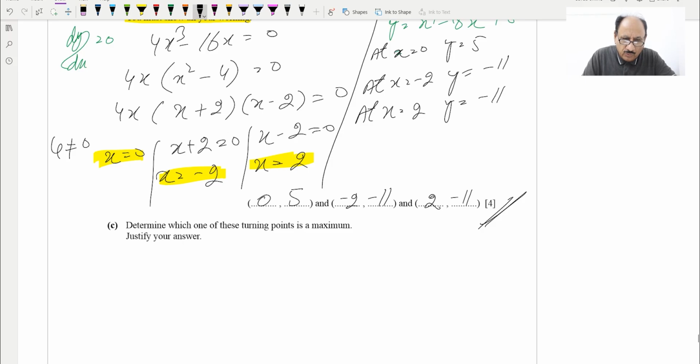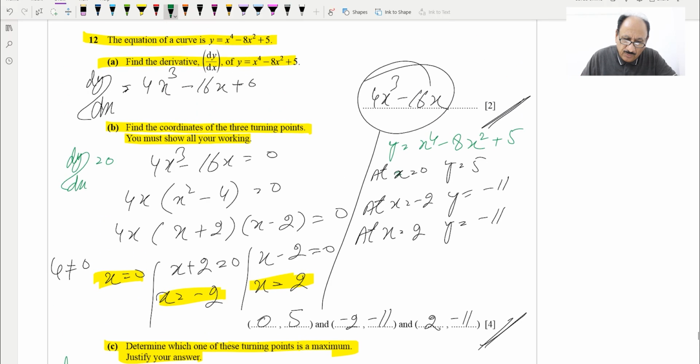Hopefully you understand this. Now the next part says C part, determine which one of these turning points is a maximum, and justify your answer also. So we know that the formula is d2y over dx square. The second order derivative is what? We will calculate the second order derivative. The second order derivative test we will be doing. So the first order derivative is this one, and we will take the second order derivative.